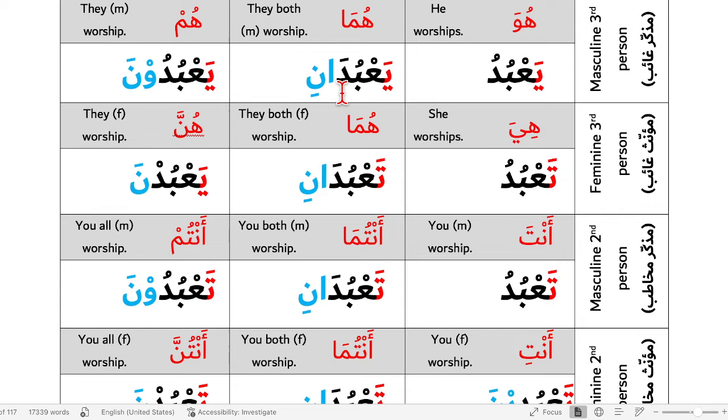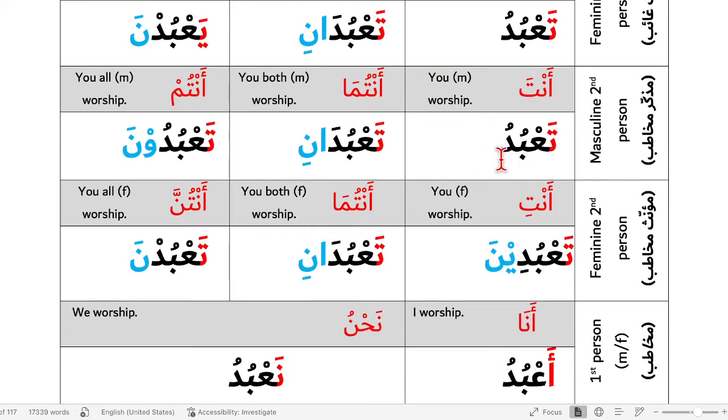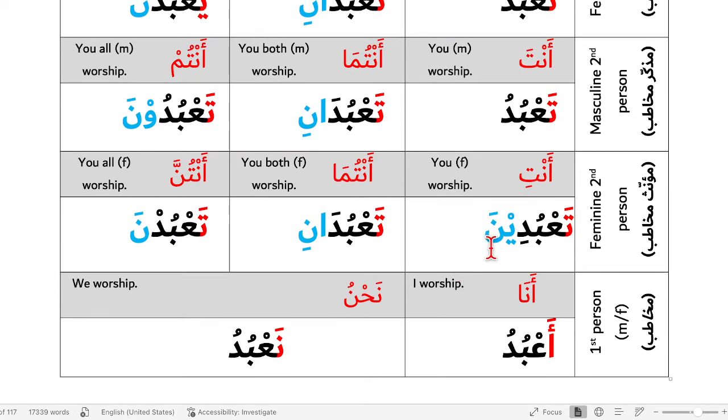Yadkhulu, yadkhulani, yadkhuluna: he enters, they both enter, they all enter. Tadkhulu, tadkhulani, tadkhulna: she enters, both the feminine enter, all the feminines enter. Tadkhulu, tadkhulani, tadkhuluna: you masculine enter, both of you masculine enter, all of you masculine enter. Tadkhulina, tadkhulani, tadkhulna: you feminine enter, both of you feminine enter, all of you feminine enter. Adkhulu, nadkhulu: I enter, we enter.